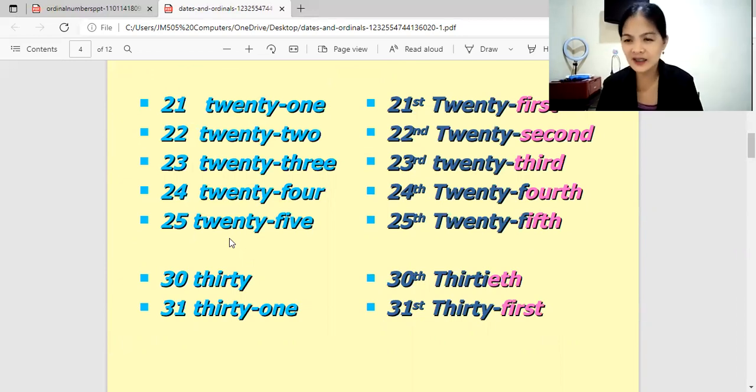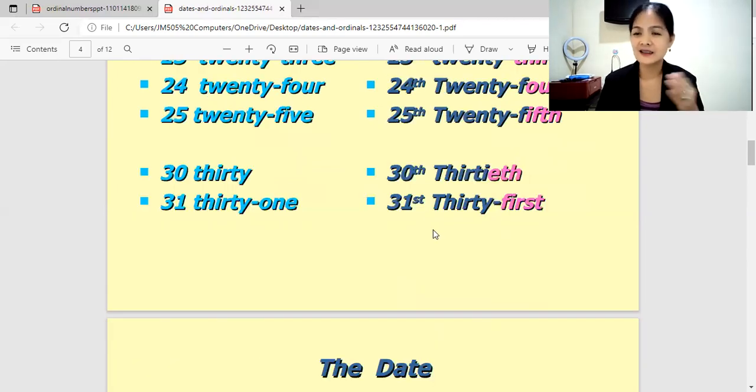Then 26th, 27th, 28th, 29th, 30th. Like 20th, so 20th, and then 30th. Understand? Very good. Next, 31: 30 and then first, 31st, and you write 31 and then ST. 30th, TH; 25th, TH; 24th, TH; and then 21st, 21 and then ST; 22nd, 22 and then ND; 23rd, 23 and then RD. Okay, very good. And then 32nd, 33rd, 34th, 35th, 36th, 37th, 38th, 39th, 40th, 41st. Okay, very good.